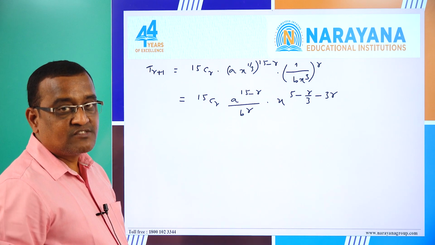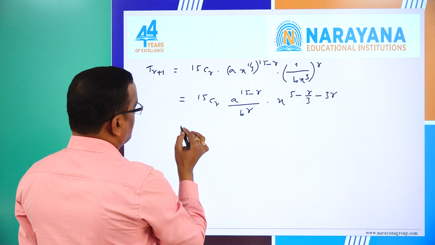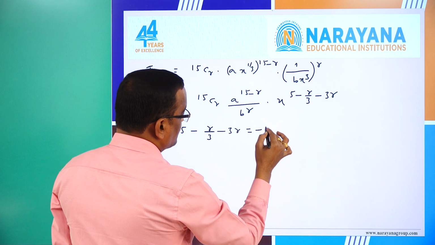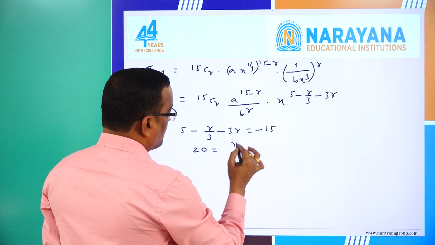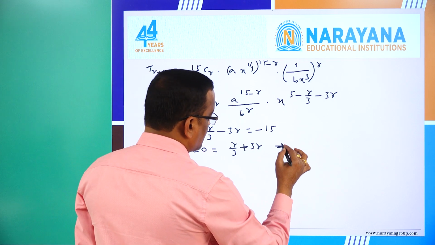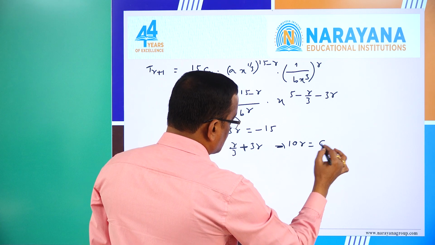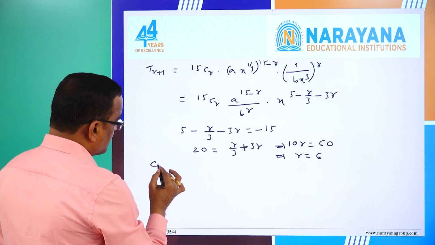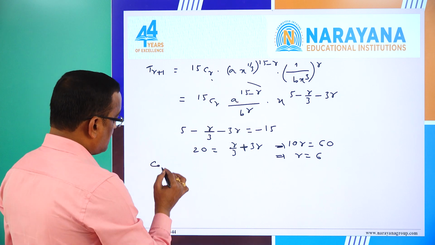Now to get the x^(-15) coefficient here, we have to equate this to minus 15. 5 minus r/3 minus 3r is minus 15. So 20 is equal to r/3 plus 3r. So 10r is equal to 60. So r is 6. Now substitute r is 6 in this one, we get the x^(-15) coefficient.